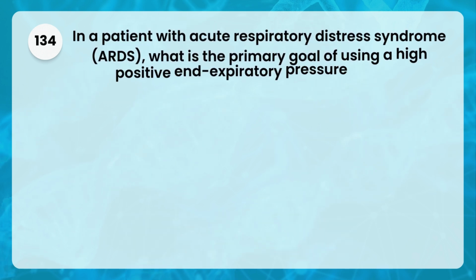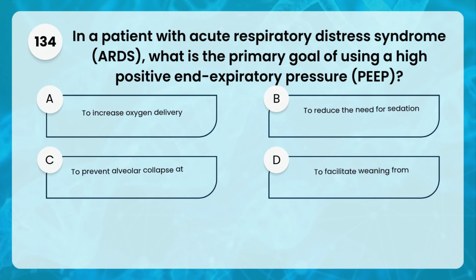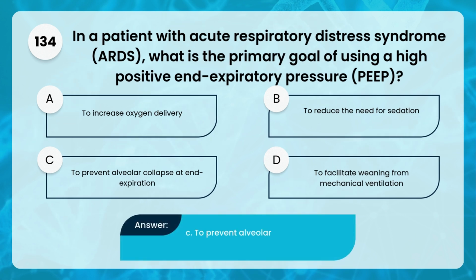134. In a patient with acute respiratory distress syndrome, ARDS, what is the primary goal of using a high positive end expiratory pressure, PEEP? A. To increase oxygen delivery. B. To reduce the need for sedation. C. To prevent alveolar collapse at end expiration. D. To facilitate weaning from mechanical ventilation. The answer is C. To prevent alveolar collapse at end expiration.